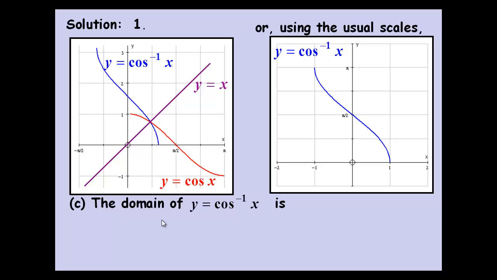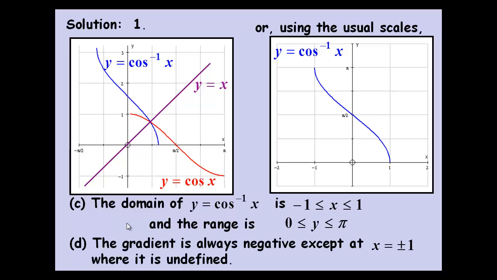And you should be able to work out the domain and range in a similar way to what we did with the sine and the inverse sine graphs. You'll notice with the inverse cos graph that the gradient's always negative, again, except at the point where it's undefined. So it's undefined here where x equals what, +1, and here where x equals -1.